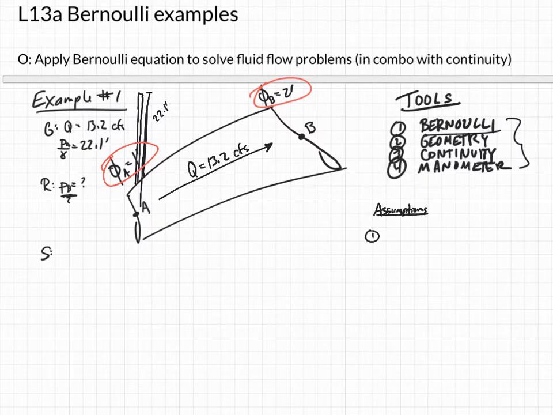Okay, number 1, is the fluid flow steady? Well, I gave you a Q, and I didn't say the Q was changing. So we're going to go with yes for that.